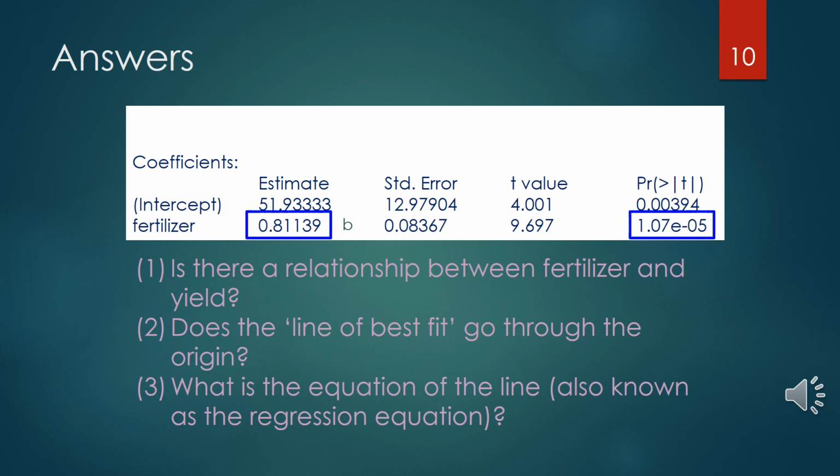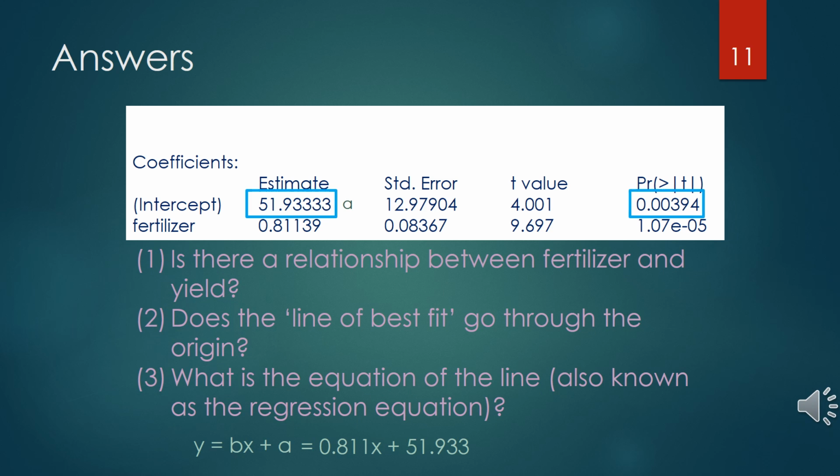So, based on these results, we can say that there is a significant positive relationship between level of fertilizer and yield of grass. Before moving on to the next question, I also want to note that the estimate of the slope that is listed is a quantity called B in our regression equation.